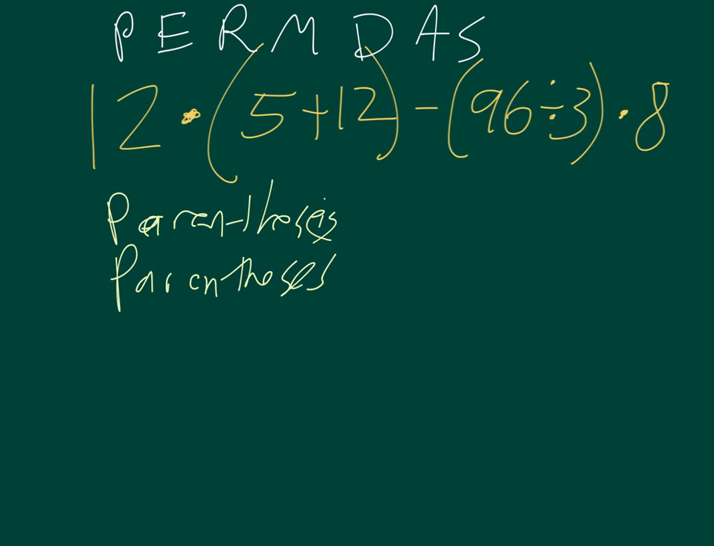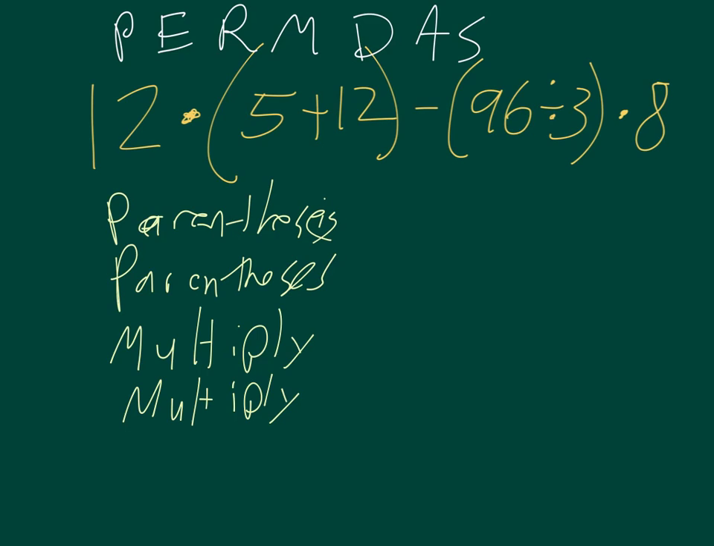After I do parentheses, I look and say, are there exponents? No. Are there roots? No. Is there multiplying? Yes, there is. There's multiplying here, 12 times whatever that's going to be, and 8 times whatever this is going to be. So I need to multiply in 2 different places. I'm going to multiply, and then I'm going to multiply, here and there. And then I'll have one number here, one number there, and my last operation is subtraction.